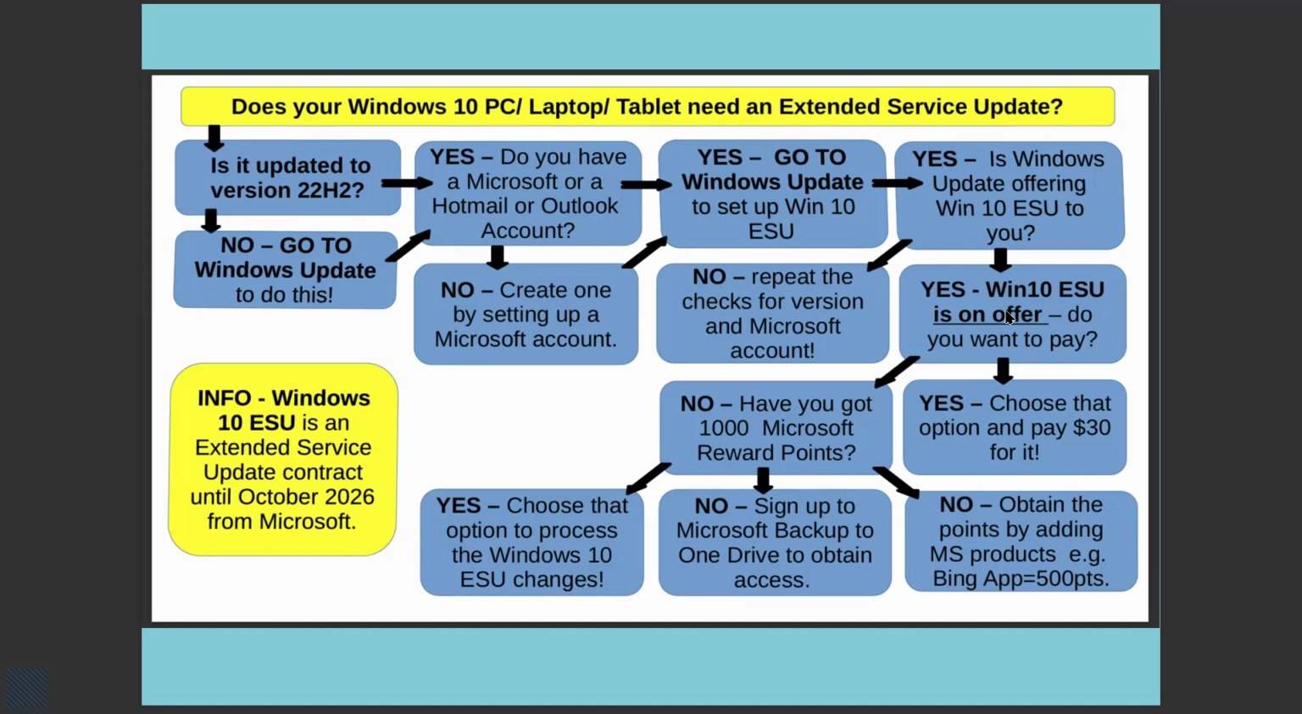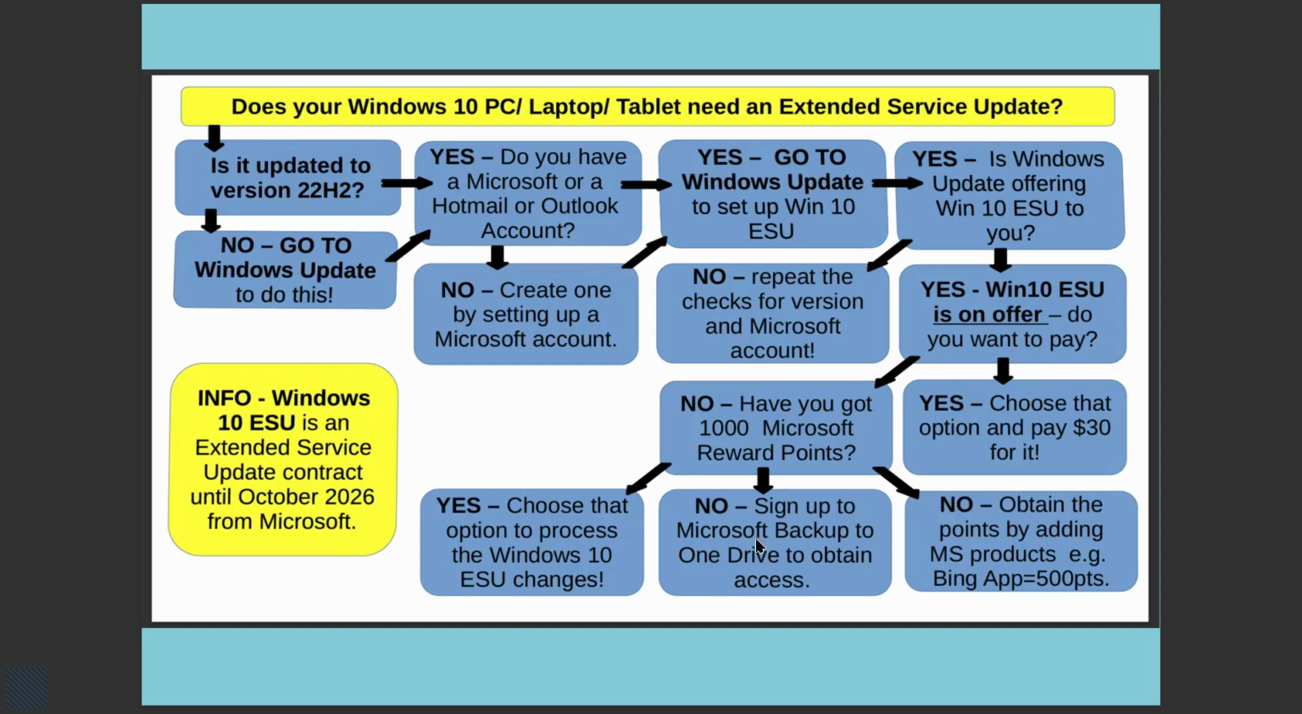If it is on offer, if you want to pay, then simply you can pay $30, which is about £27 for that option, but you may have it offered to you for free. First of all, if you've got 1,000 Microsoft reward points, then you can choose that option to process the changes straight away.